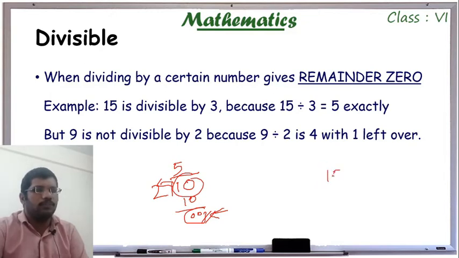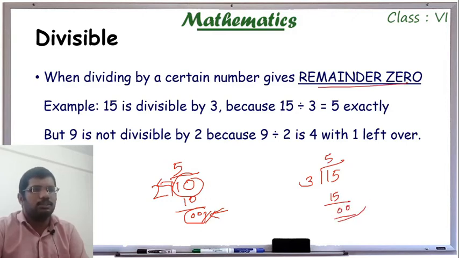And for example, 15 by 3, here also the remainder becomes 0. If the remainder is 0, we can say that the number is divisible. In this case 15 is divisible by 3. We can divide 15 by 3 with the remainder 0.